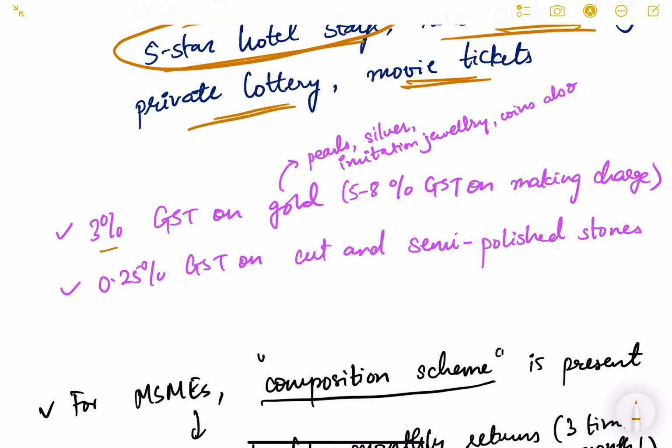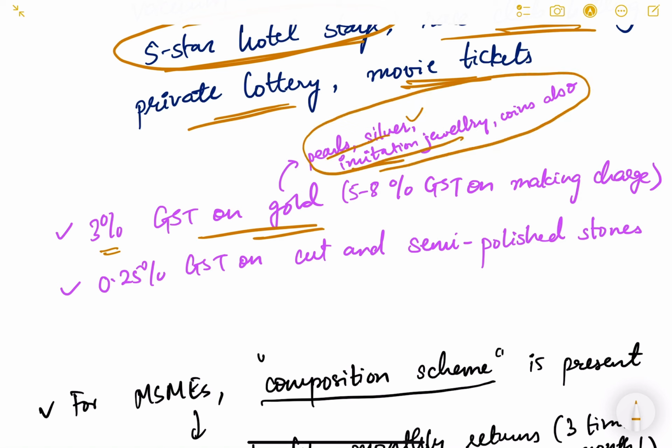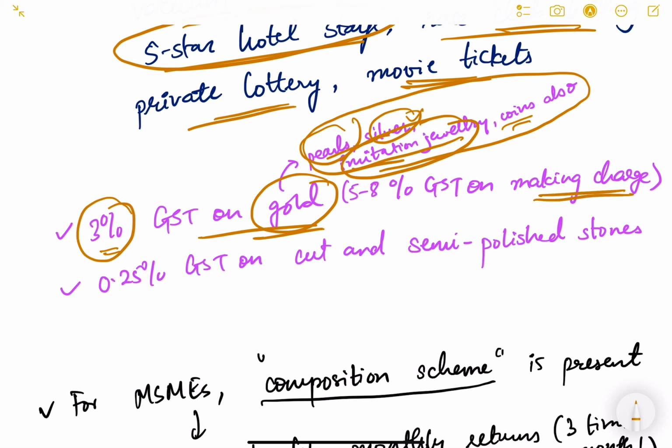One is the 3% GST on gold and silver and pearls and imitation jewelries and coins also. Coin means जो सिक्के होते हैं चांदी के, सोने के. So silver and gold coins, pearls, silver, imitation jewelry and gold. If you purchase gold from any gold shop, any jewelry shop, then 3% GST will be levied. And if there is a making charge also, meaning if you are purchasing some jewelry of gold, then they will charge GST on that making also.